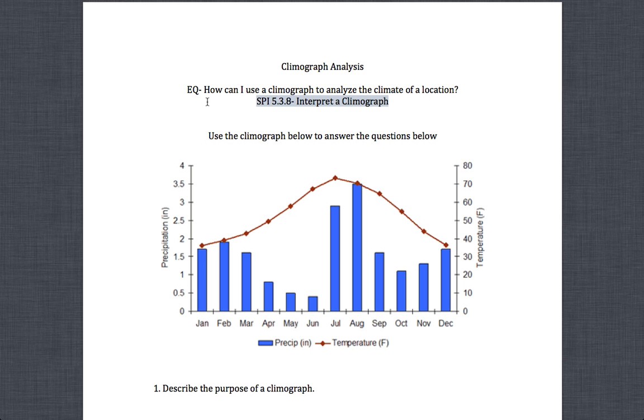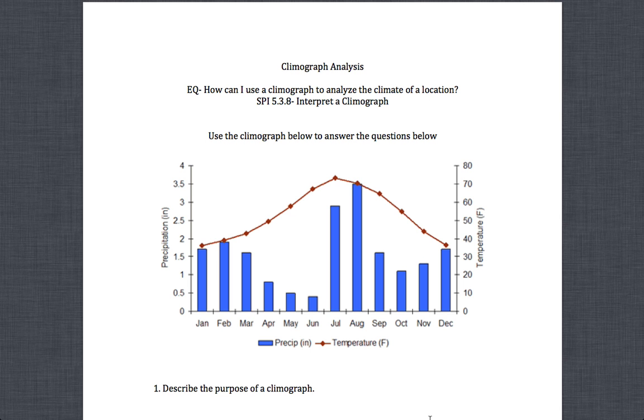Now, what is a climograph? First of all, you can see here, this is an example of a climograph. A climograph gives us a general idea of the climate of a location, and it does so by showing temperature and precipitation data for that particular location. Now, it's really two kinds of graphs put into one. We looked at graphs earlier in the year, and this is just taking that and putting two into one. You've got a bar graph and you have a line graph.